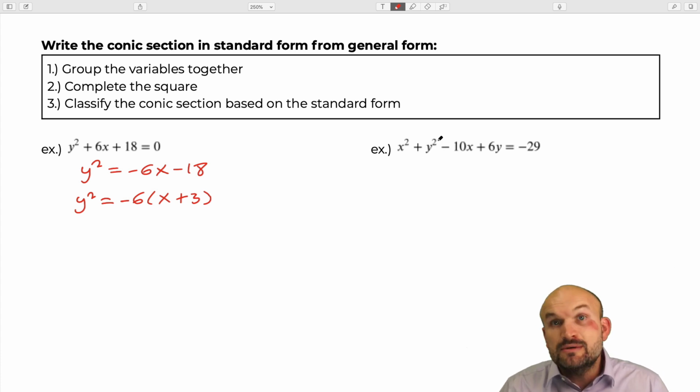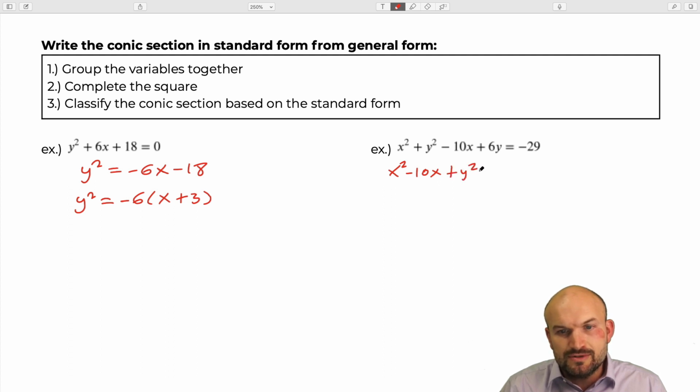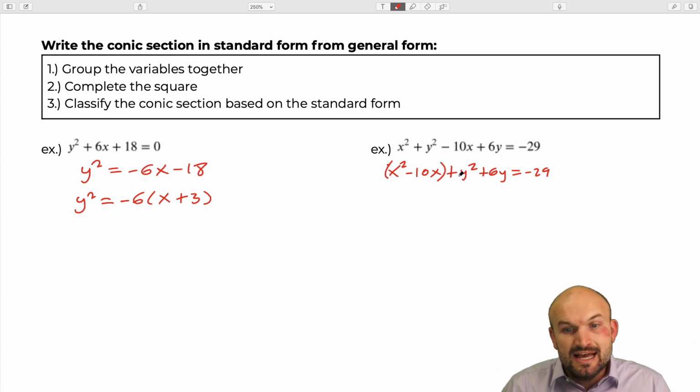So what we're going to want to do is complete the square to put it into the standard form. To do that, the first thing you're going to want to do is group the x's and the y's, because unlike the parabola, we have an x squared as well as a y squared, so we're going to have to complete the square twice. As I rearrange the variables, I'm going to have a y squared plus 6y equals negative 29. Now I need to complete the square, finding the values that create a perfect square trinomial for my x's as well as for my y's.